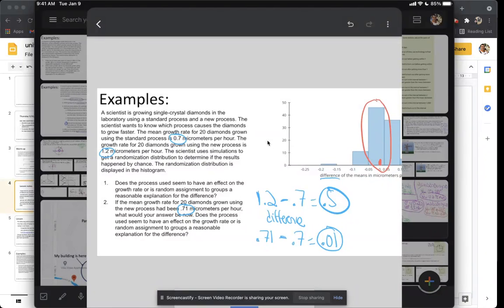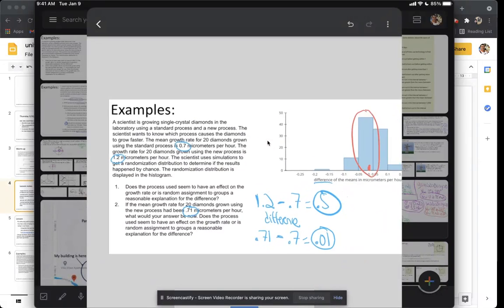I'm going to once again give you the answer verbally. What would your answer be now? So remember, the original question was, does the process used seem to have an effect on the growth rate? Okay. When the new process was 1.2, the answer was yes. Well, now when the new process is 0.71, the answer is now going to be no. So my answer would change. What would your answer be now? The answer would be no, the new process does not seem to have an effect on the growth rate.